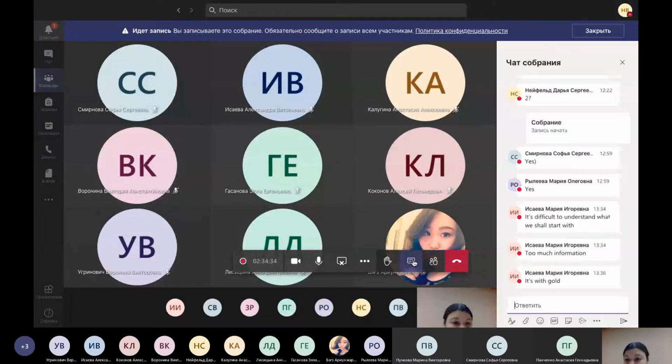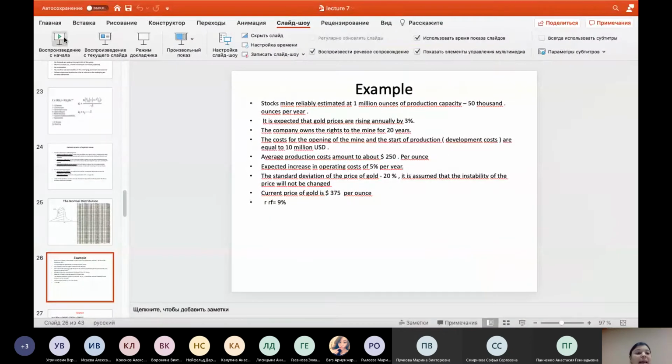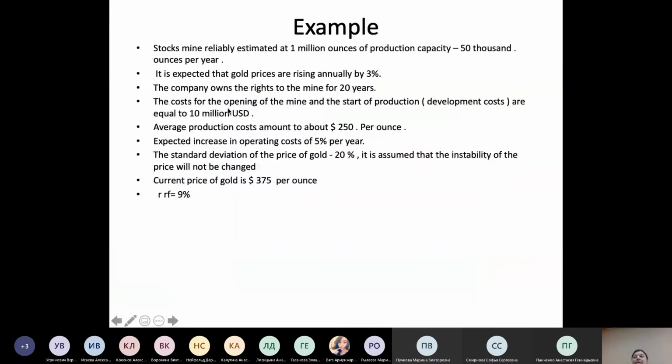Just a second. It's with gold. Maria, thanks a lot. Perhaps I'll highlight the statement with our real option. The company owns the right to the mine for 20 years. And owning the right is a classical example of our real option.